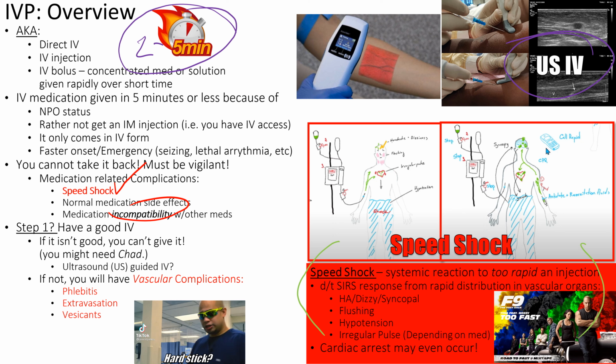Technically, sodium bicarb and calcium chloride should be given centrally. They have vesicant properties. They are damaging to the veins, right? All right, so what else? If you don't have good access, you can have vascular complications like phlebitis or extravasation, or vesicant damage from vesicants such as calcium chloride or sodium bicarb or potassium. Should you give potassium IV push? No, that's one of the ones we're not going to give IV push, even as an RN, okay? But you need to have good IV access, otherwise what can happen? You can have all these complications here, so how do you avoid that?